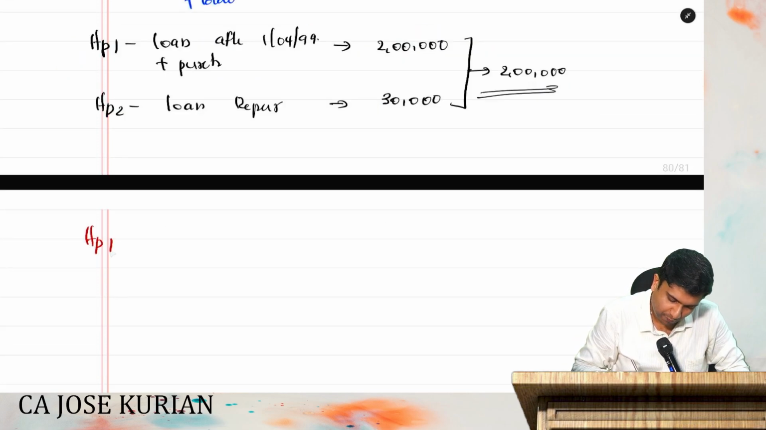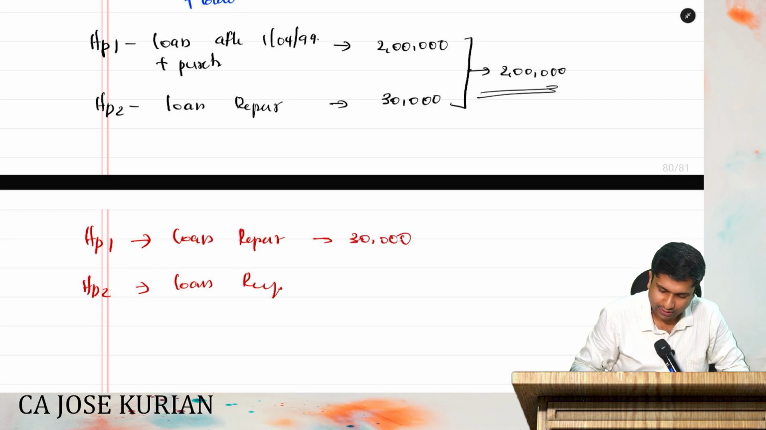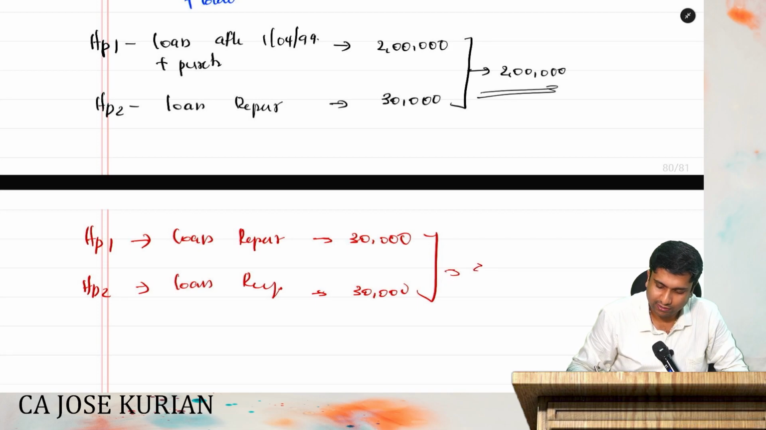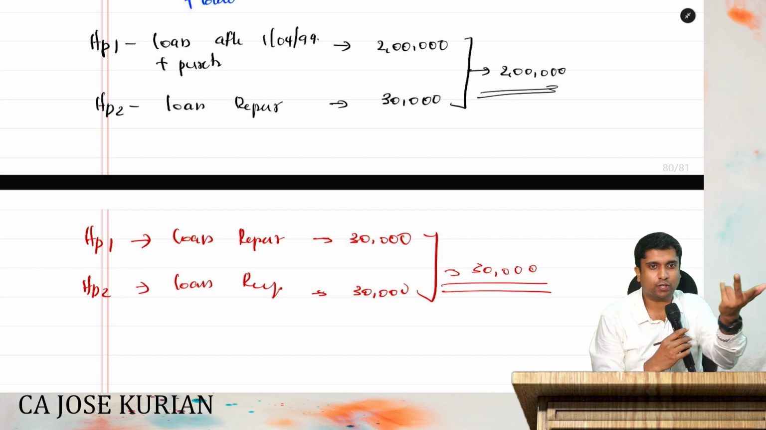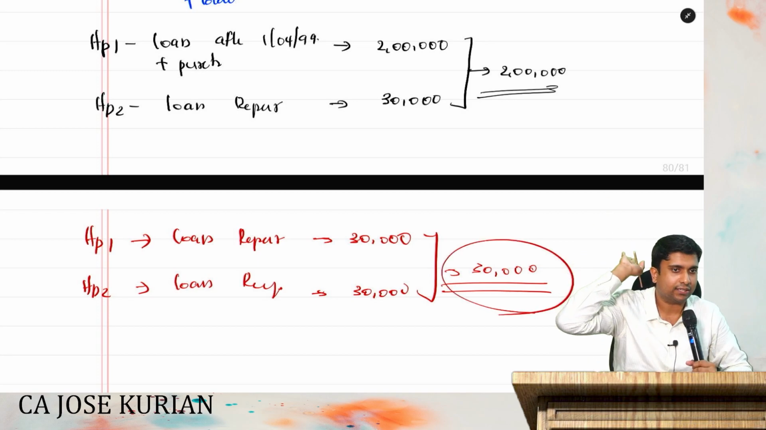Possibility 3. I have house property 1, for which I have taken a loan for repair. I have house property 2, for which I have taken a loan again for repair. House property 1, maximum deduction 30,000. House property 2, maximum deduction 30,000. Both together, maximum deduction 30,000. Both will get only 30,000. Yes or no? Both together, the maximum deduction shall be 30,000, not 2 lakh.